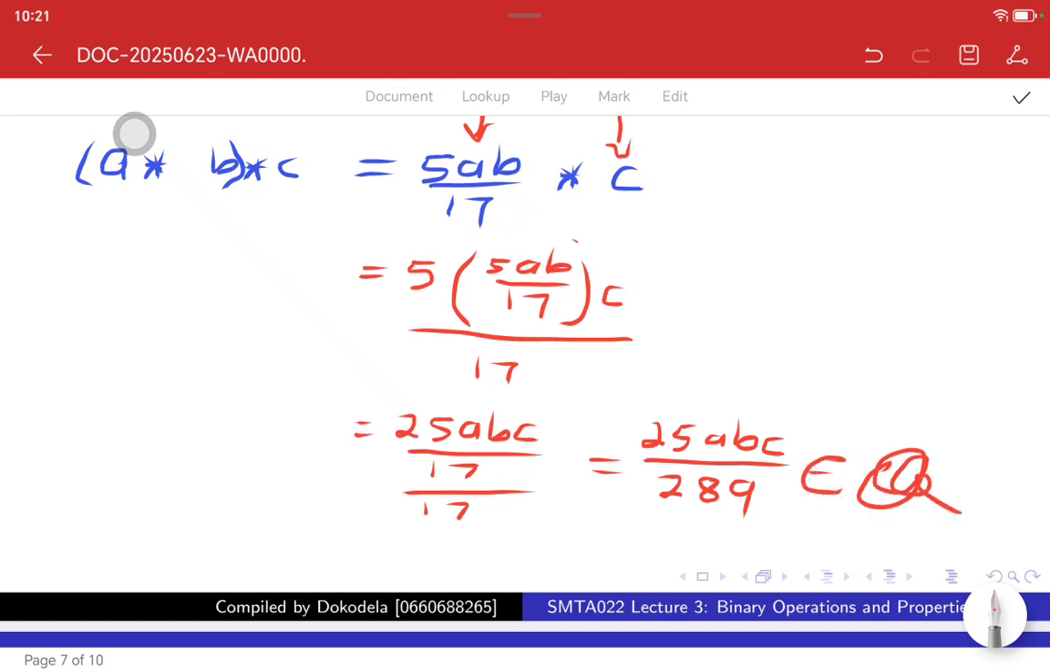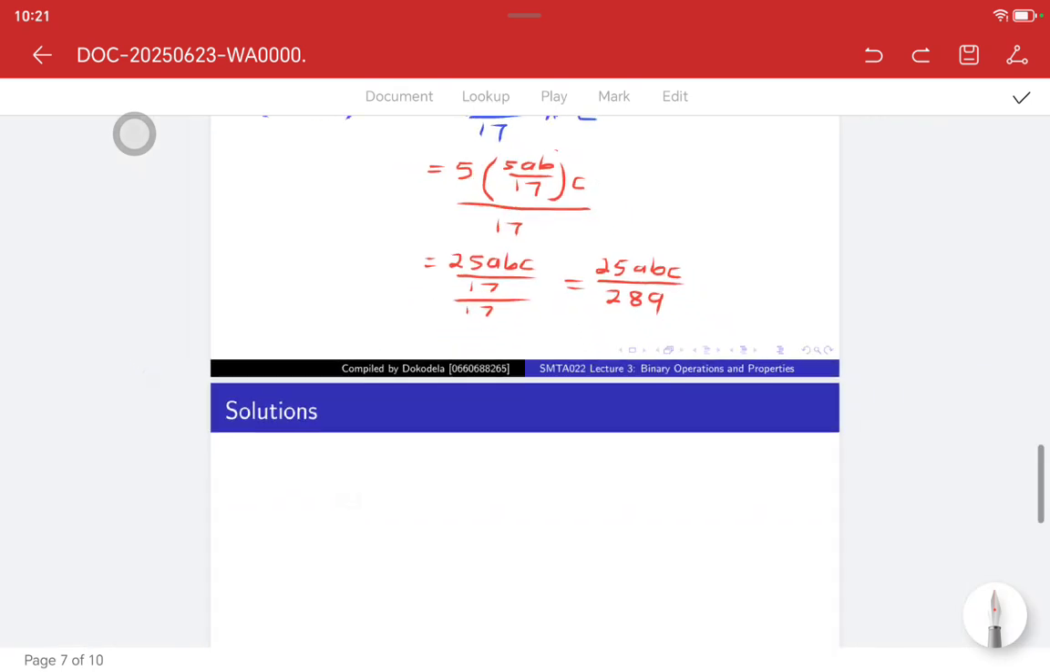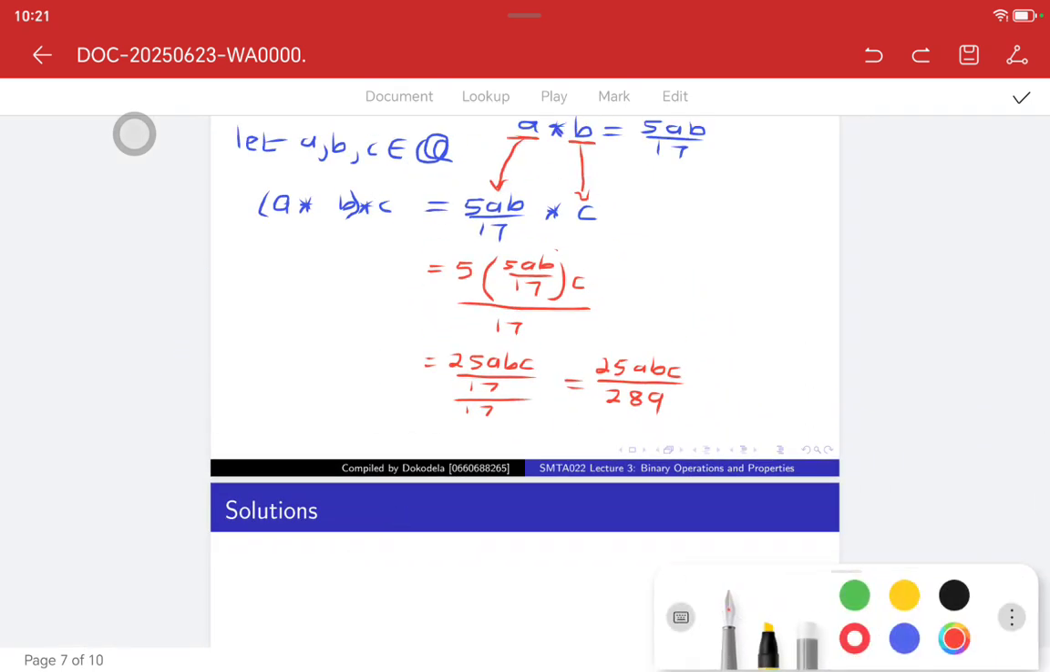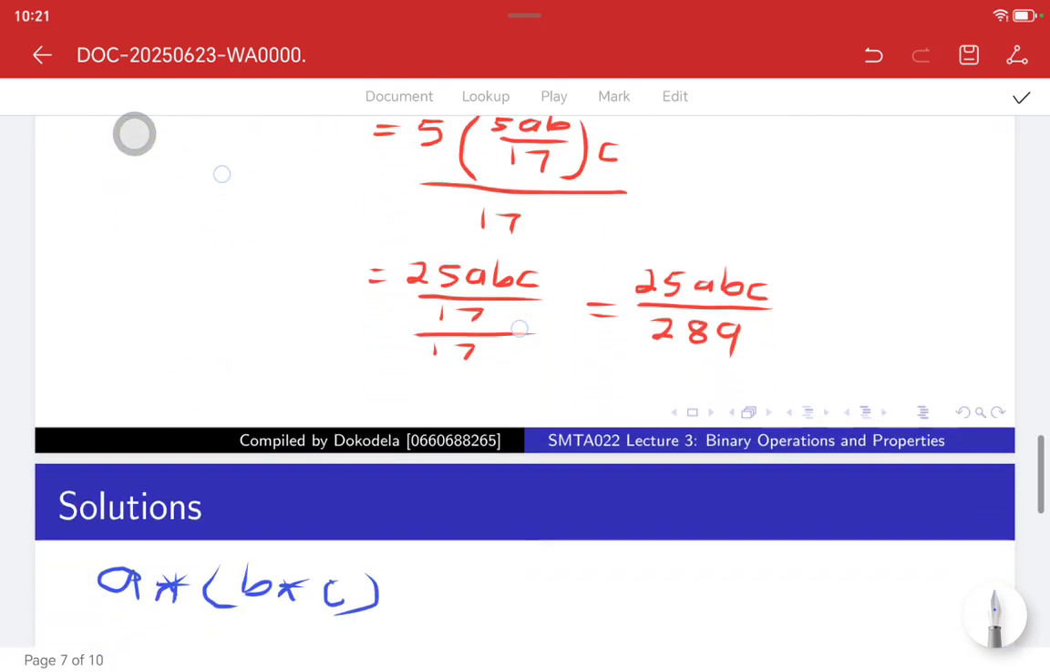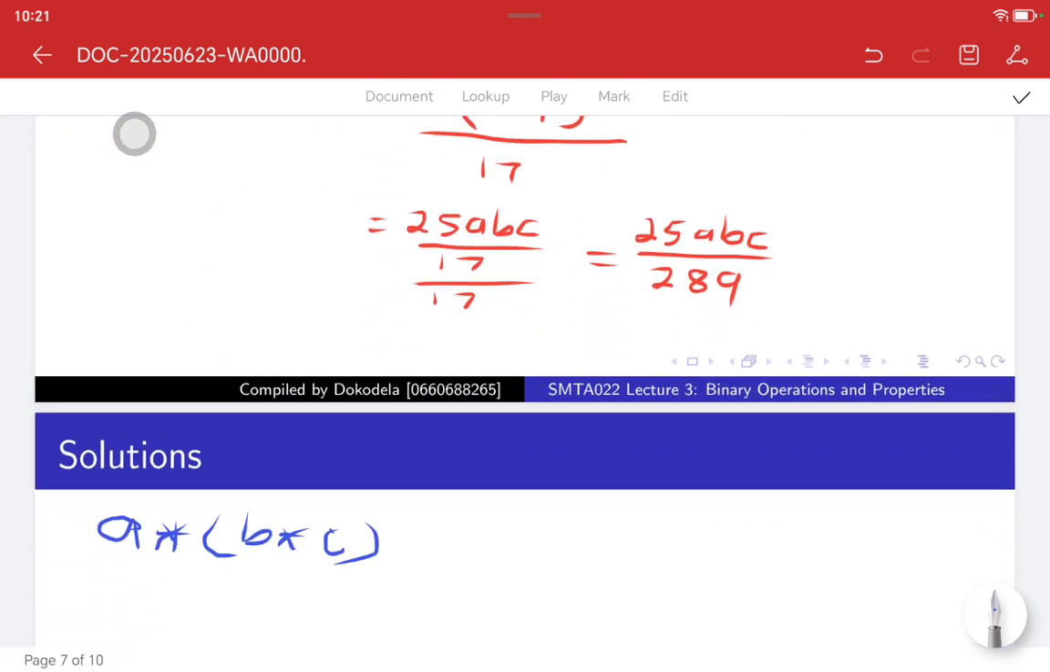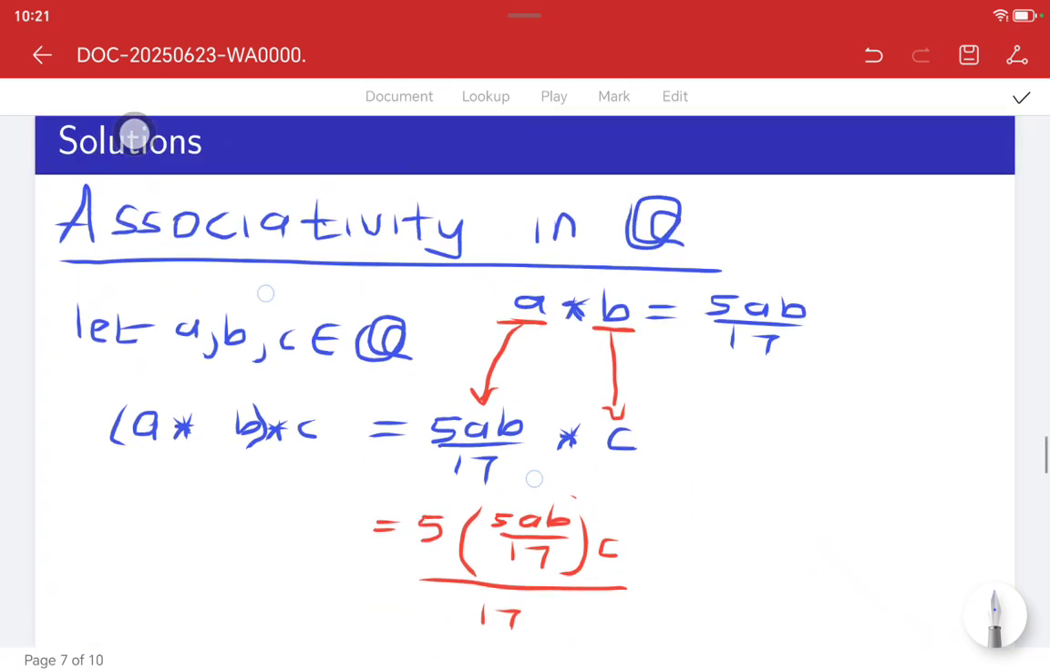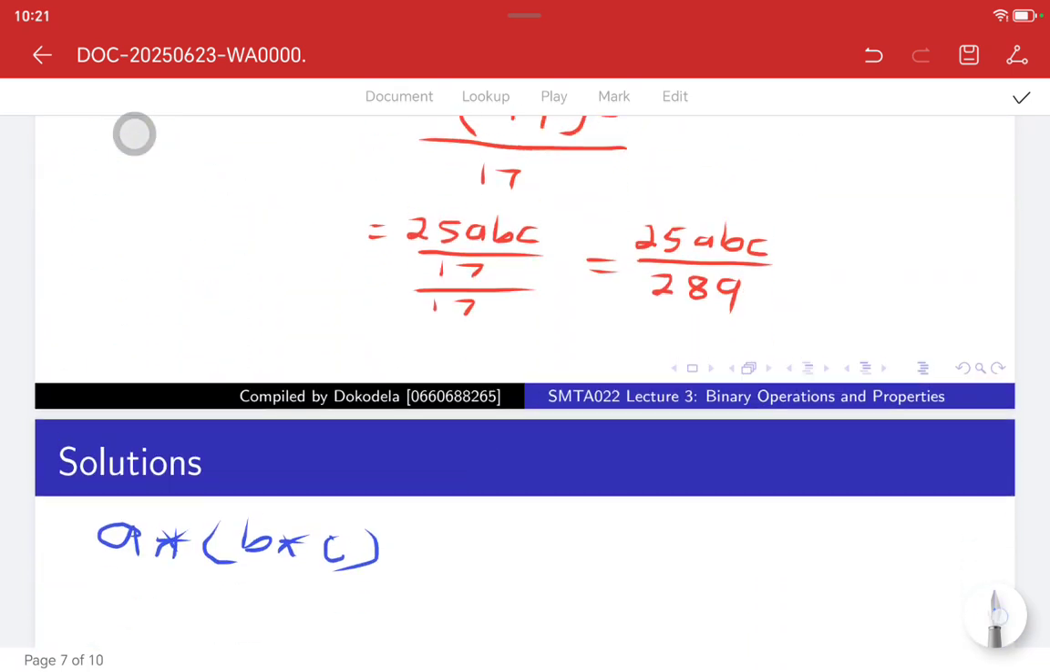So there is no need for us to say this is an element of a rational number, because we've already checked closure, right? So now we just check the other side, which is A star B star C. Then we must check if these sides are going to be equal. According to that definition, we have B star C, right? The definition comes here and says this.